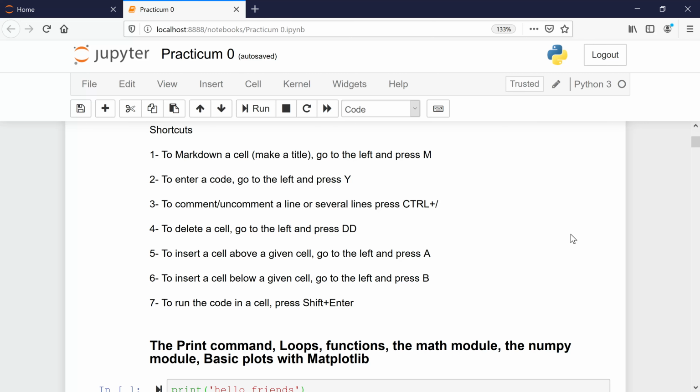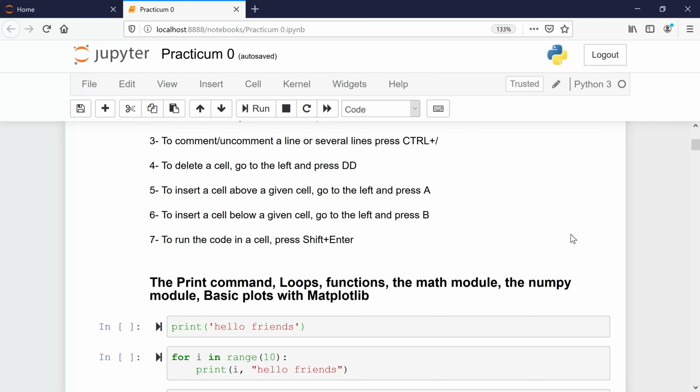And the first thing I will start with is the basics: the print command, the loops, the functions, the math module, the numpy module, and basic plots. Okay, so the first thing one learns in a new language is to print hello world, okay, as you know. So the syntax is very simple: print between parentheses, and you type the text you want to print between quotes, okay?